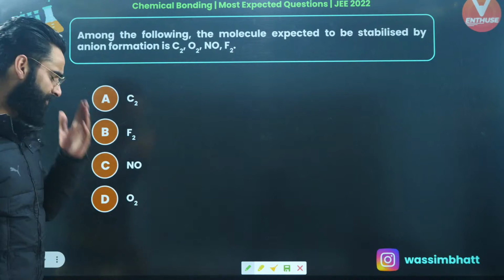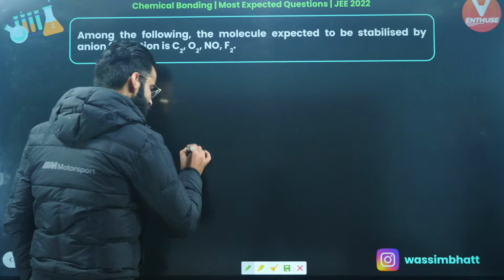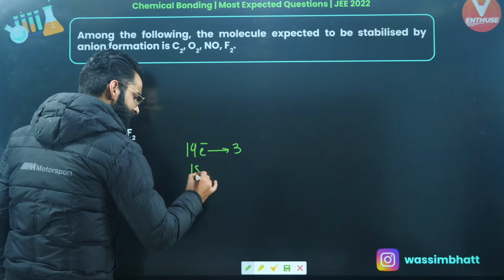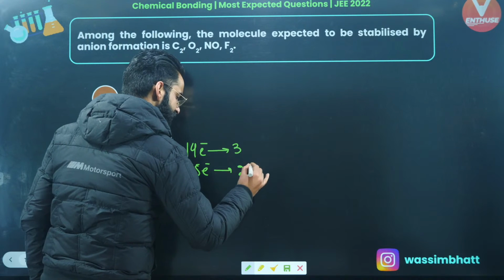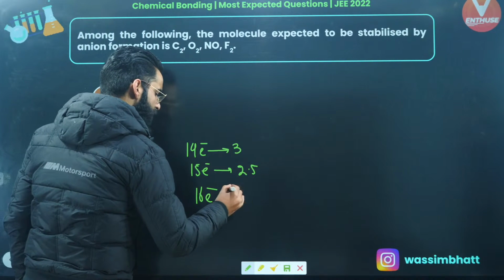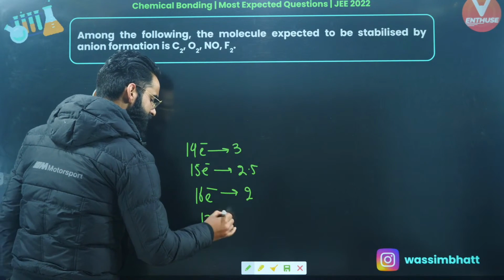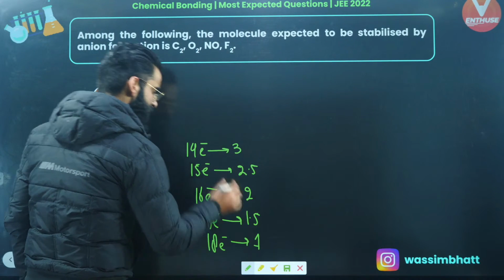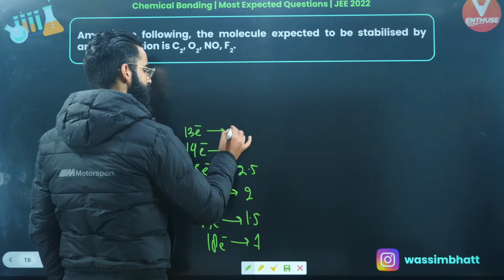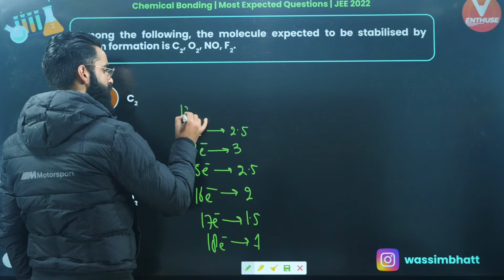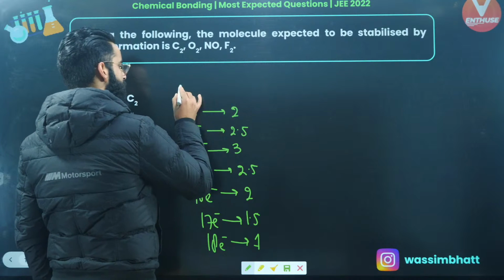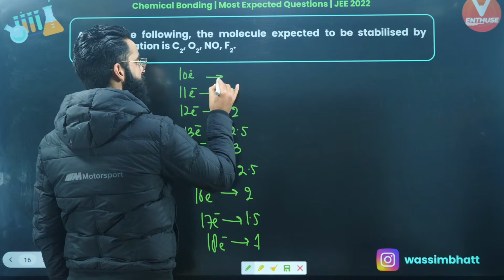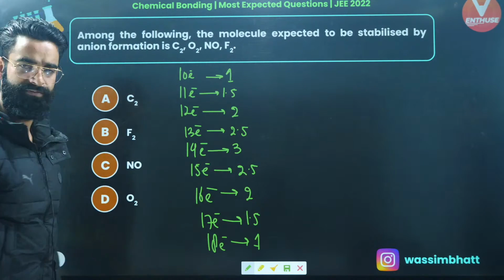See guys, something which I would want all of you to remember from now onwards: whenever you find any 14 electron species, its bond order is going to be 3. 15 electron species, its bond order is going to be 2.5, right? 16 electron species, its bond order is going to be 2. 17 electron species, 1.5. 18 electron species, 1. Similarly, whenever you see 13 electron species, do remember 2.5 is its bond order. 12 electron species, 2 is the bond order. 11 electron species, 1.5. 10 electron species, 1 is the bond order. Do remember this first of all, okay?